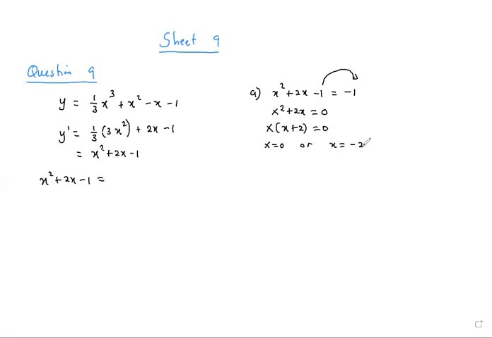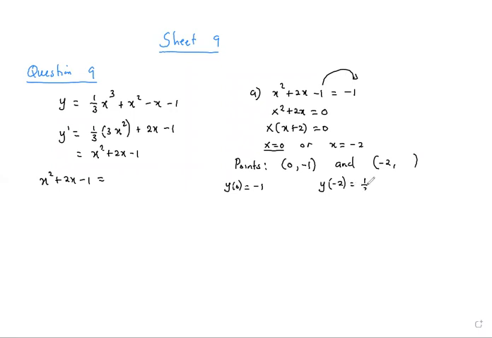Now the question is asking for the points. A point is (x, y). So you get the value x. So you're saying points. We have 0, we look for the y coordinate, and we have -2, we look for the y coordinate. So get 0 and take it in the original function. So what is y of 0? That is -1, because we have 0 to the power 3, 0 to the power 2, minus 0, giving us -1.